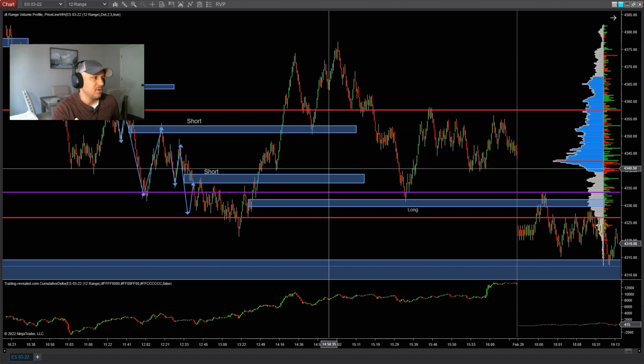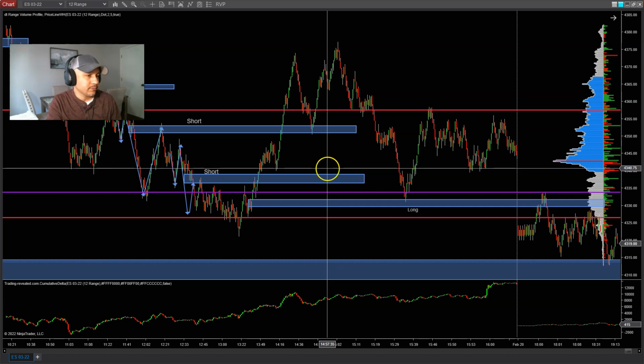So it was marking a zone off of the 12 range like I do. My 12 range is my anchor chart, where I mark up my levels as well as the zones I'm interested in according to price action. I'm a price action trader.